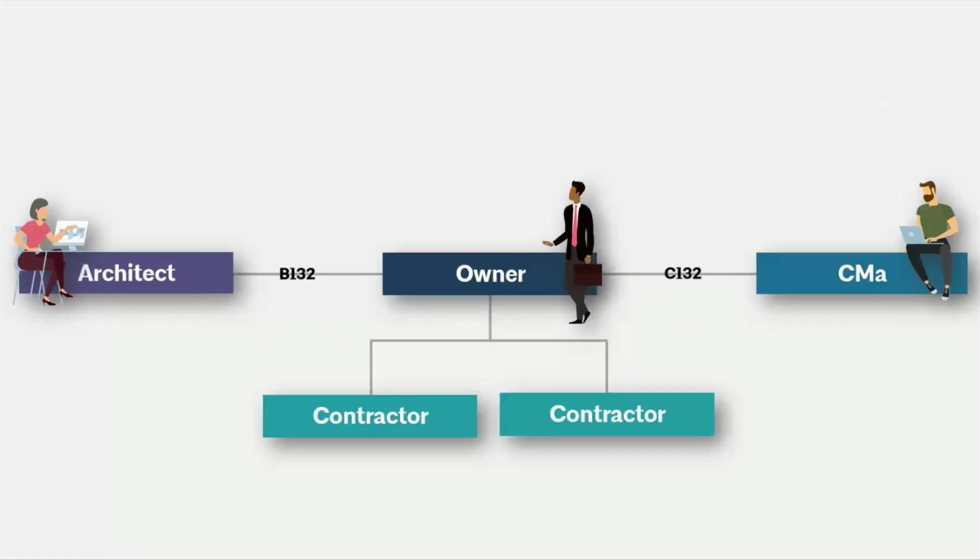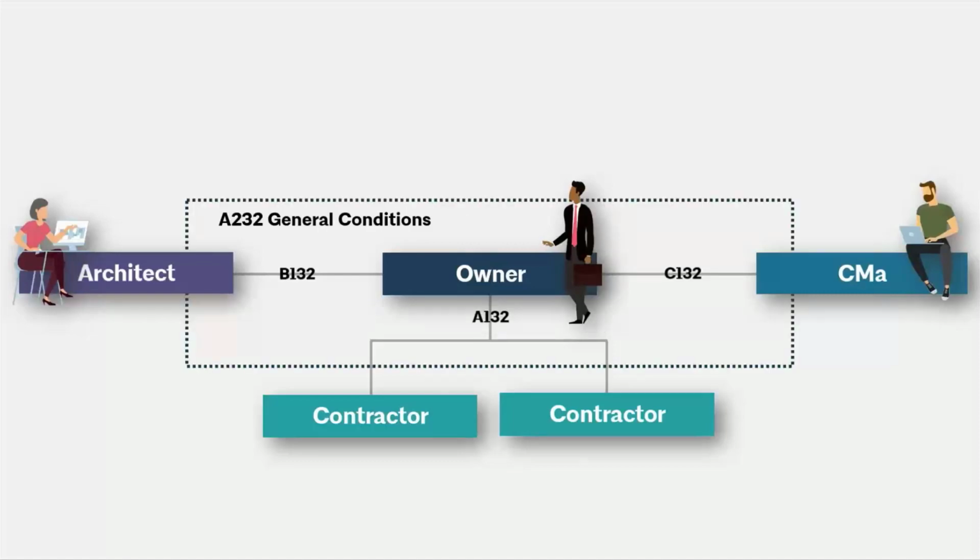The owner is then going to retain contractors directly. So we have that owner-contractor agreement for the CMA family. That's going to be the CMA edition. And it's also going to have its own general conditions, the A232, rather than the A201. So you have a different set of general conditions.